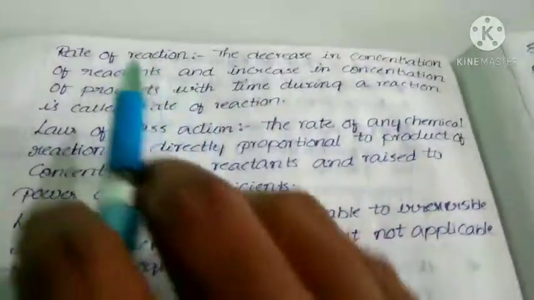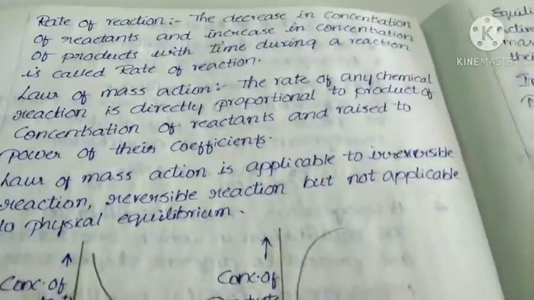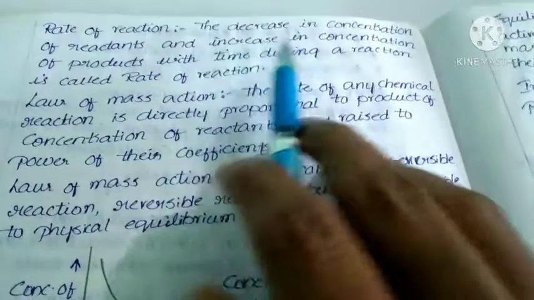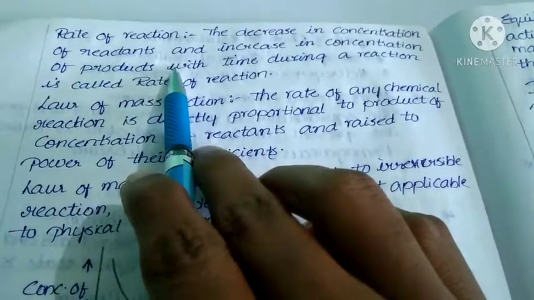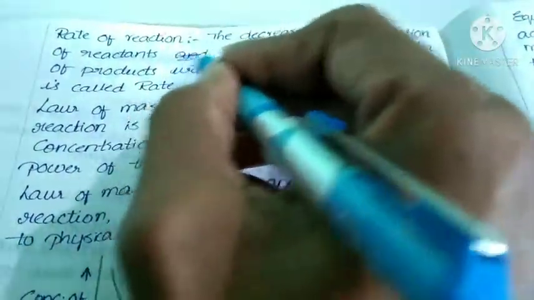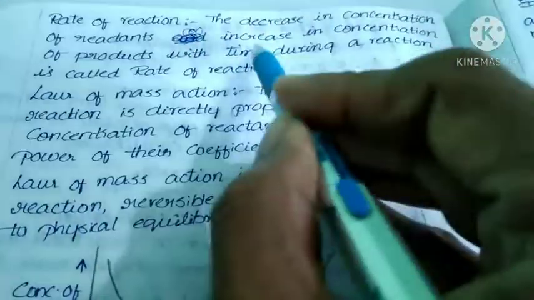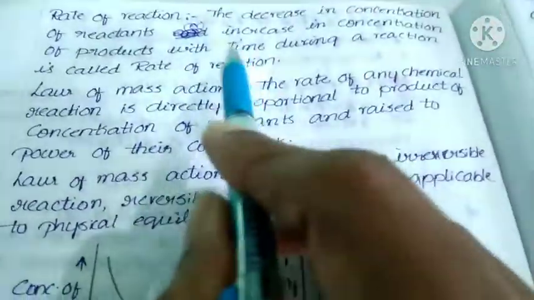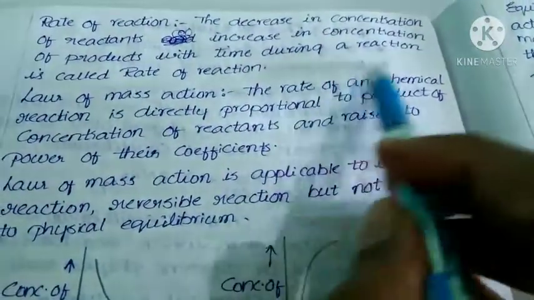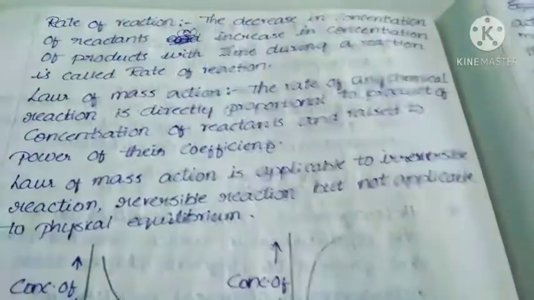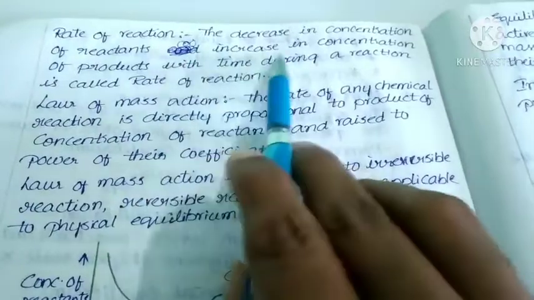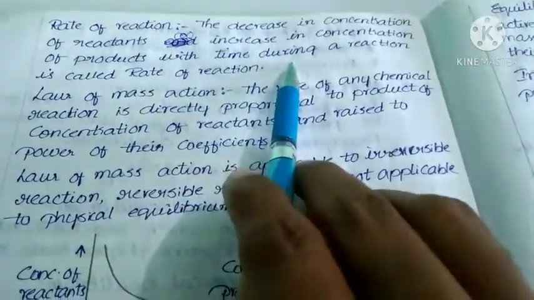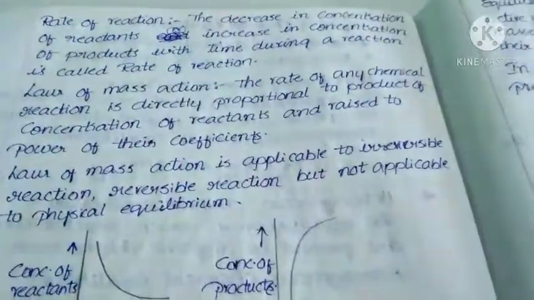Next one. Rate of reaction. This is a very important point, one of the important definitions. What is the definition of rate of reaction? The decrease in concentration of reactants or increase in concentration of products with time during a reaction is called rate of reaction. I repeat this point: the decrease in concentration of reactants or increase in concentration of products with time during a reaction is called rate of reaction.